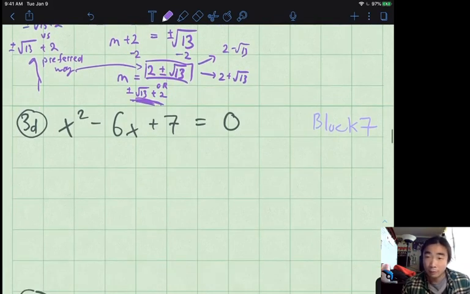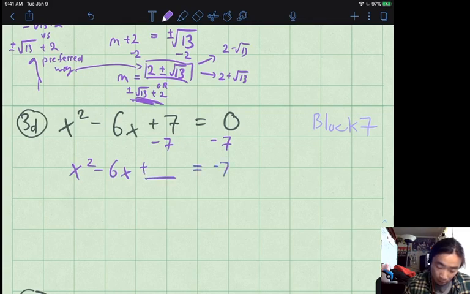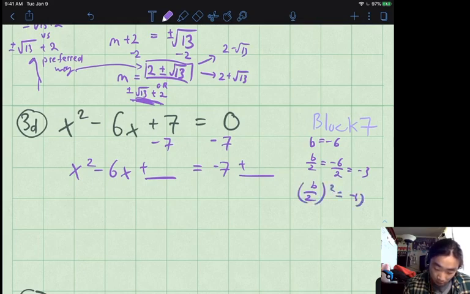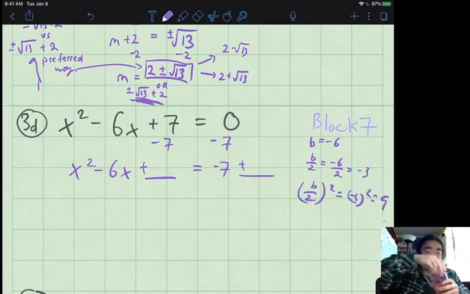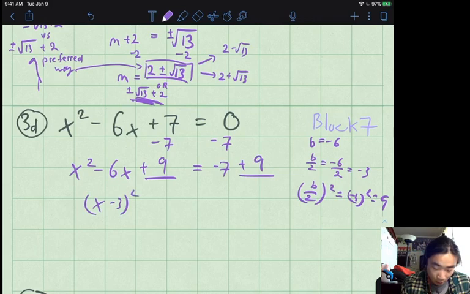All right, last example of completing a square where a is equal to 1. Minus 7, x squared plus something equals negative 7 plus something. B is negative 6. B over 2, negative 3. B over 2 squared, negative 3 squared, 9. All right, so we add 9 to both sides. Minus 3 squared. Negative 7 plus 9 is positive 2.